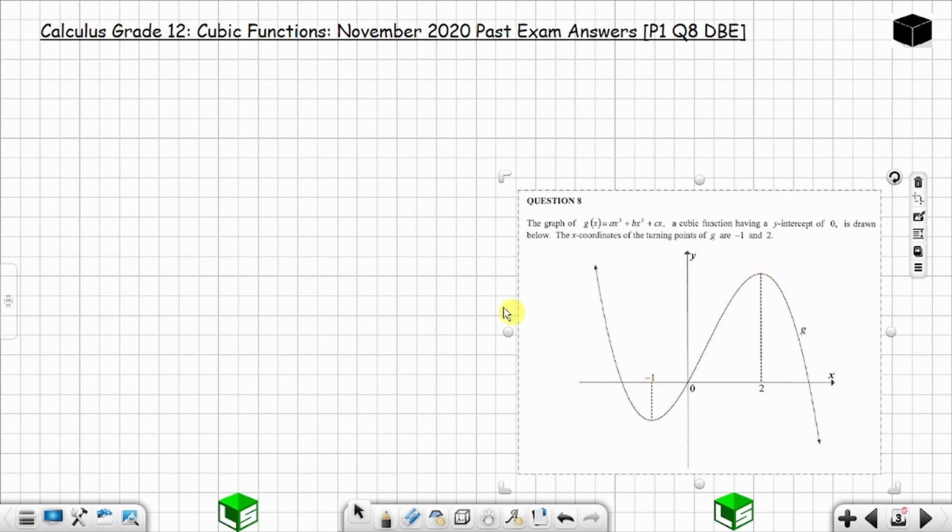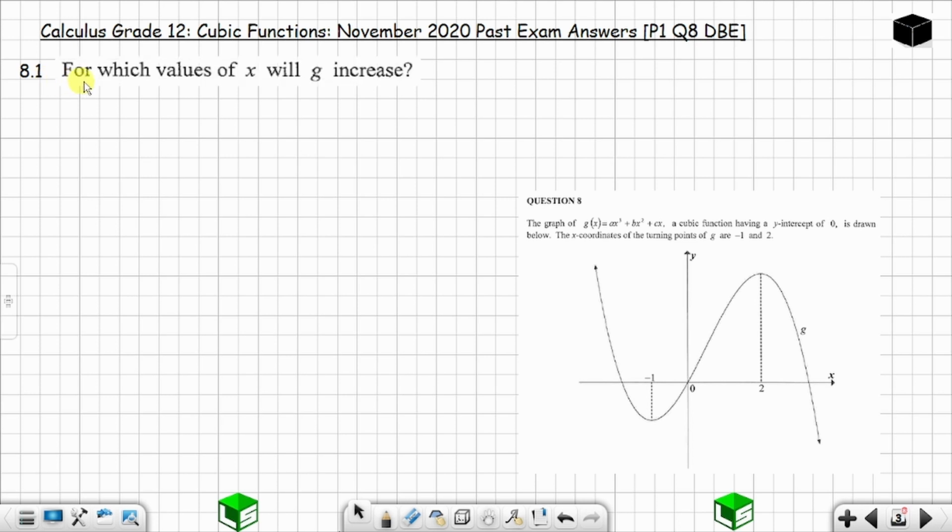8.1, the question says, for which values of x will g increase? This question is 2 marks. You can see the values of x for which g is increasing is only from -1 to 2. As you move from the negative x-axis to the positive x-axis, you can see this is the only part which is going up.